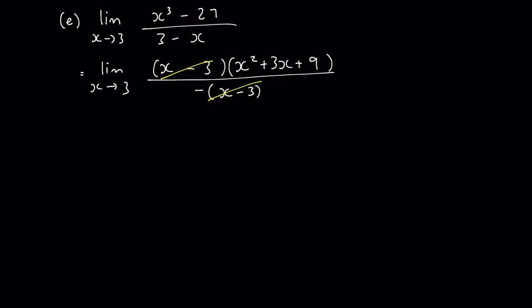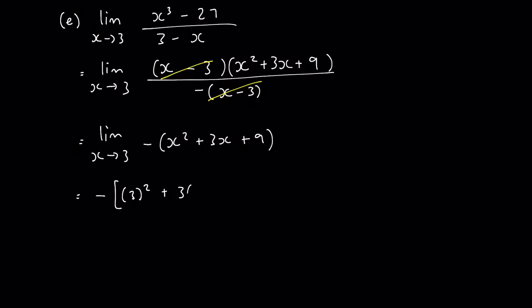So to tidy up, before I substitute the limit, we are going to remove the denominator. We're going to put the negative at the top to give us x squared plus 3x plus 9. And now we don't have any undefined problem, so we can substitute x equals 3 into our expression. Right, so it's going to be 3 squared plus 3 times 3 plus 9, and that gives us 9 plus 9 plus 9, which is 27, times the outside negative gives us negative 27.